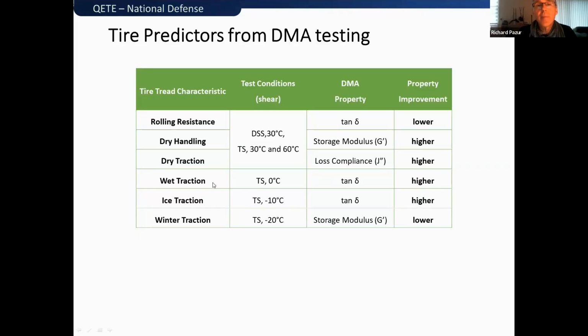It's well known wet traction is done with a temperature sweep at 0 degrees Celsius. We look at tan delta, we want a higher value for the tan delta at 0 degrees. And the same thing for ice traction, but at -10. Winter traction, -20, we want a lower storage modulus. So this sort of makes sense because when you buy winter tires, they are softer than your summer tires or all-season tires. Softer meaning that the storage modulus will be lower. So we want a lower storage modulus at -20 for better grip and better traction.